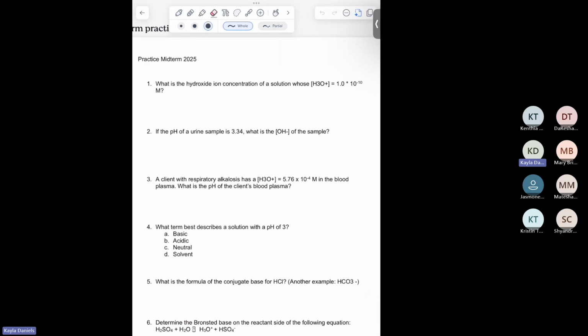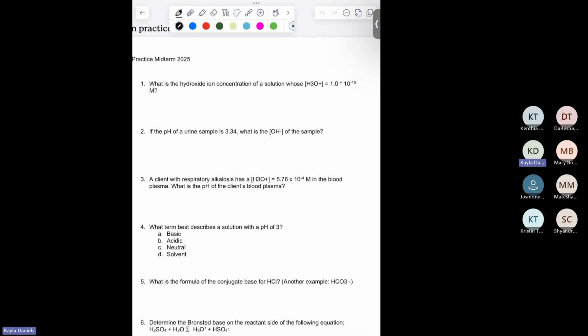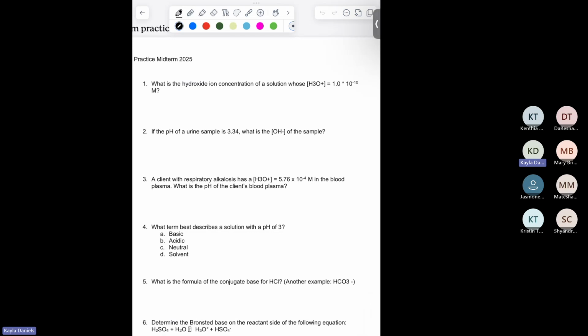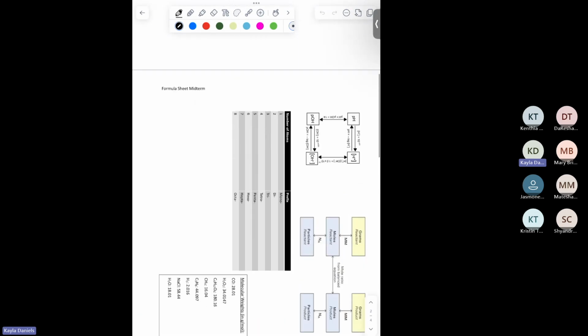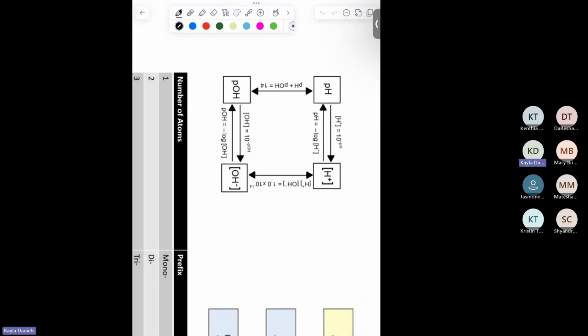The first question has to do with the pH acid base stuff that we learned. It says, what is the hydroxide ion concentration of a solution whose H plus or H3O plus is 1.0 times 10 to the negative 10th? Hydroxide is OH, and this is the same as H plus, H3O plus. If we wanted to reference our acid base square here, we want to go from H plus to OH.